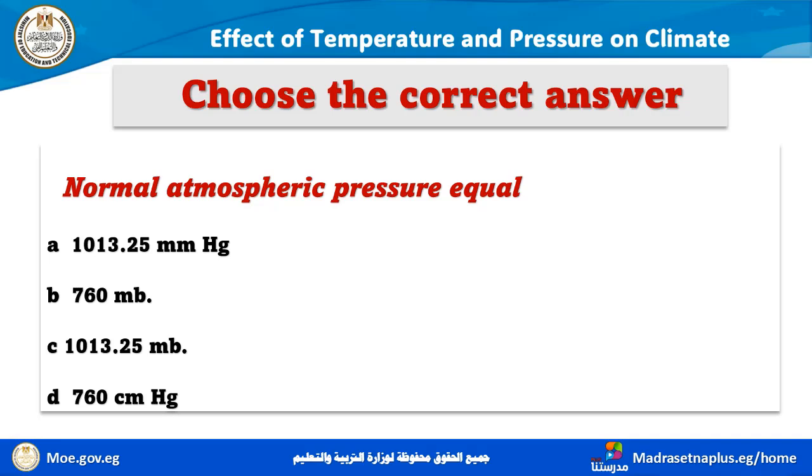Normal atmospheric pressure equals: A, 1013.25 millimeter mercury; B, 760 millibar; C, 1013.25 millibar; D, 760 centimeter Hg or mercury. Our correct answer, of course, is C, 1013.25 millibar.